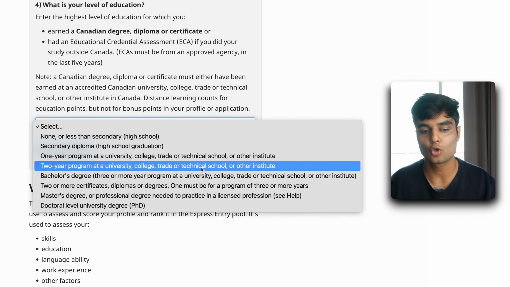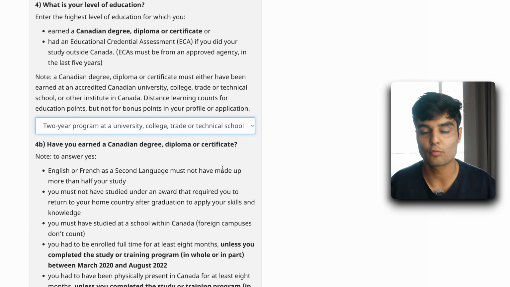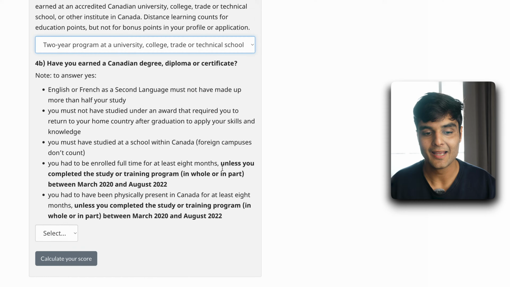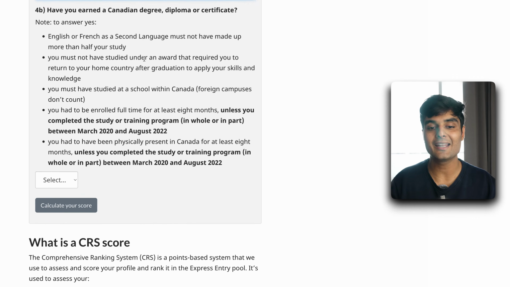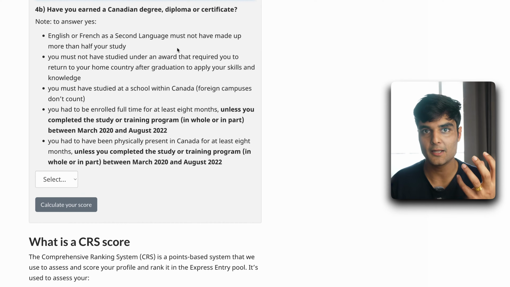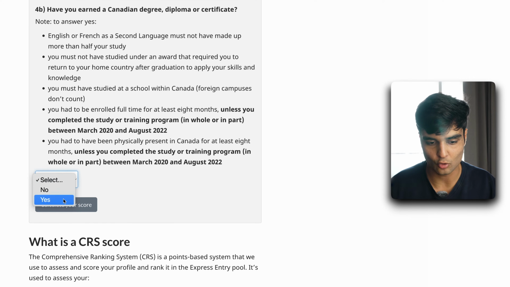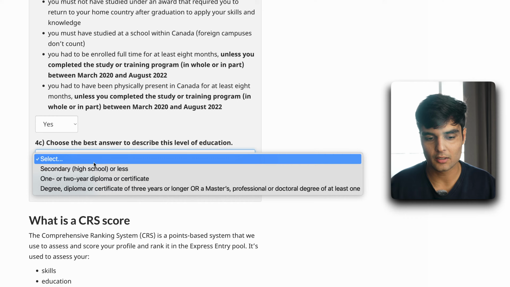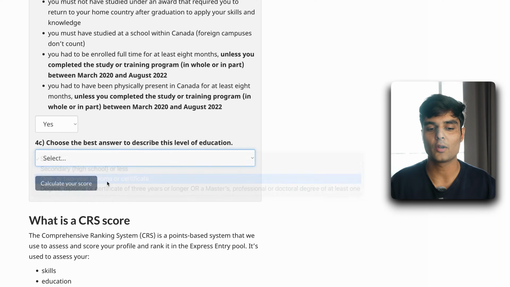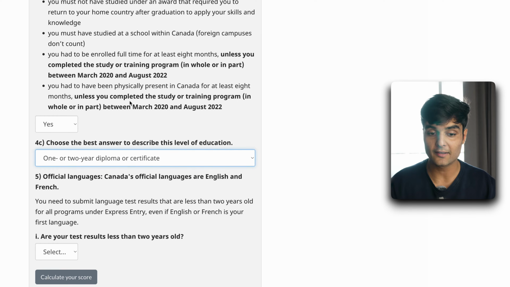So that will be your 2-year program at a university, college, trade school or other institute in Canada. Okay, and then, have you earned a Canadian degree, diploma or certificate? Now obviously, if you're after 12th, this would be a Canadian diploma. So over here you will say yes, and the level of education will be 2 years of diploma or certificate.